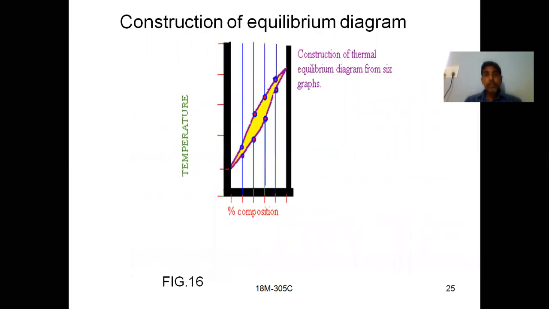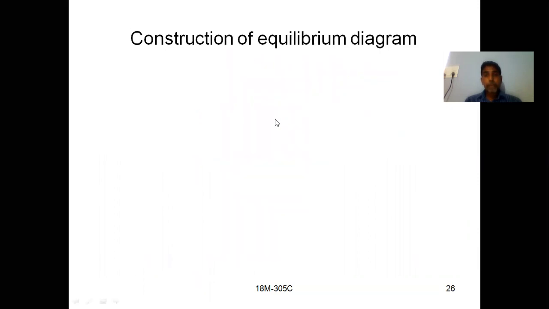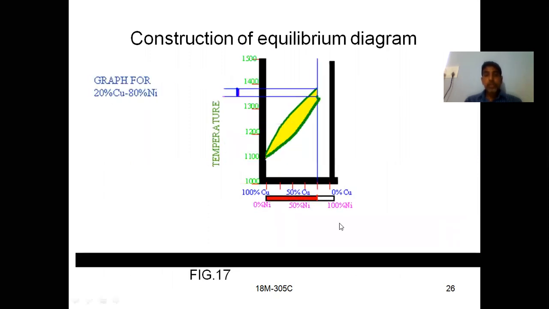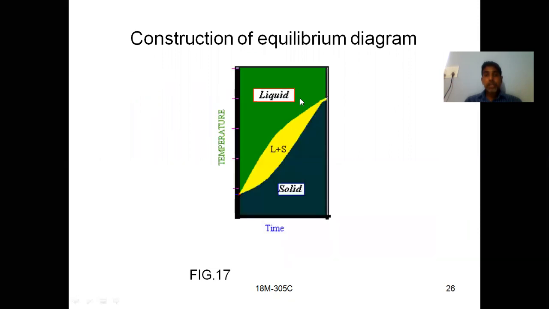See, this one. So percentage and everything, liquid plus solid and solid you are going to get.